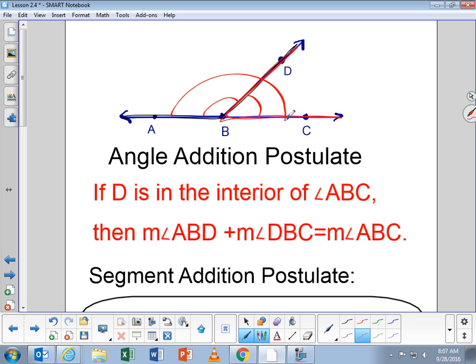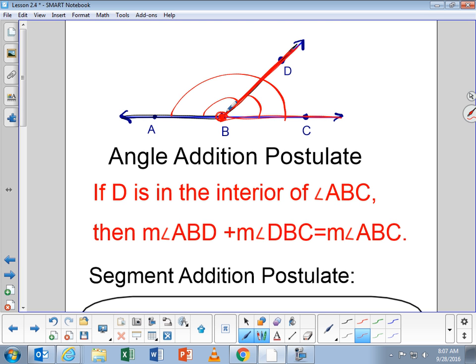We add up two angles that are adjacent. Adjacent means they're next to each other. They have the same vertex. In this case, they share the same vertex B, and they have a common ray, in this case, ray BD. So these two angles are next to each other. They're sharing the same side. If I add them up, I'll get the big angle. Okay? That is the angle addition postulate.